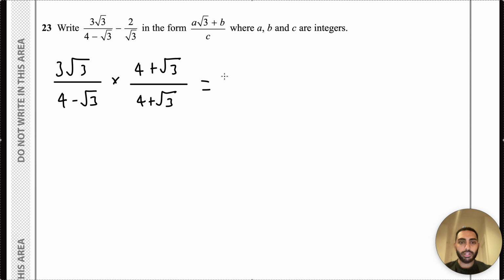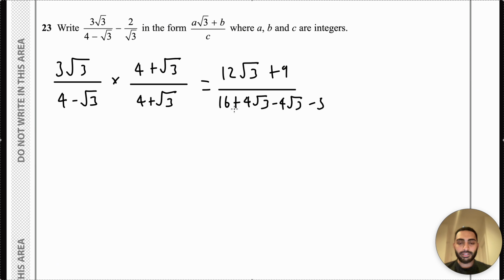3 times by 4 is 12, so I've got 12 lots of root 3. 3 root 3 times by root 3, so root 3 times by root 3 would be 3, and 3 times 3 would be 9. Let's do the denominator now. So I've got 4 times by 4, which is 16, 4 times by root 3, which is 4 root 3, negative root 3 times by 4, which is minus 4 root 3, and negative root 3 times plus root 3, which would be negative 3.